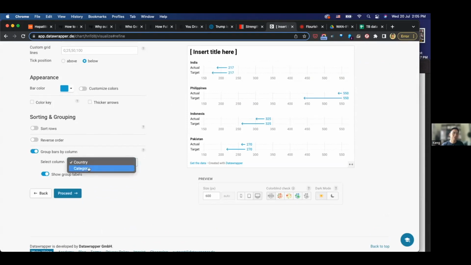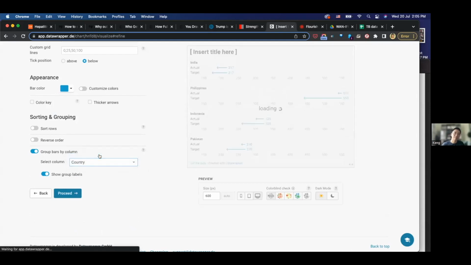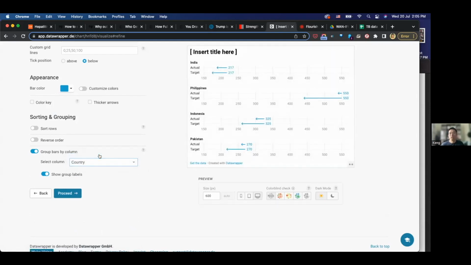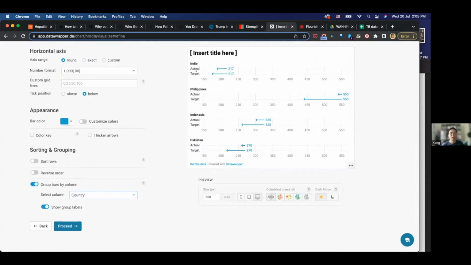I can choose country or category, but if I choose category, you see that what happened is that it will become all actual and all target. That doesn't make sense, right? So I'm going to change to country. Yep, and now I have different countries and the actual and the target number, all right?